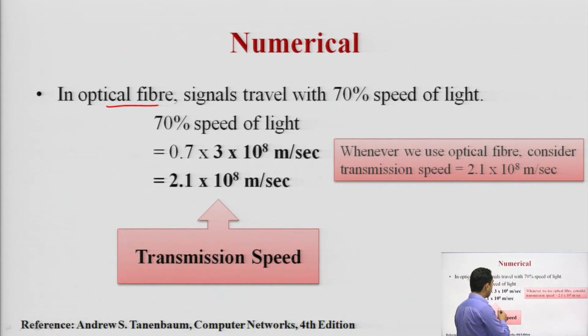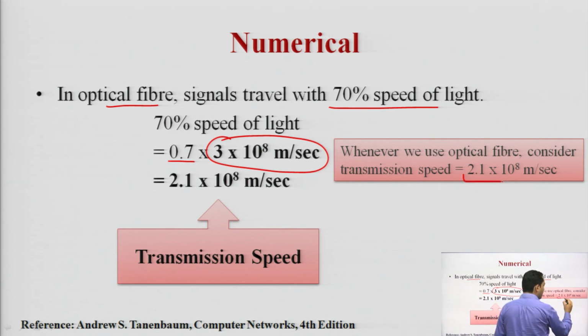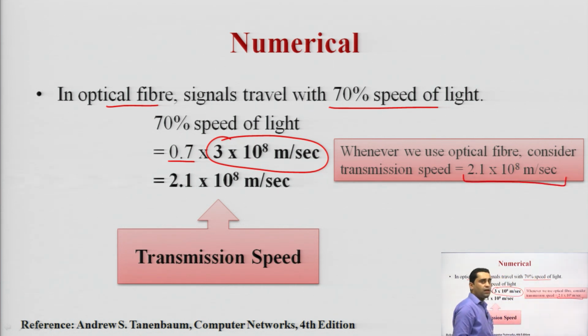If we say that the optical fiber signal travels at 70% of the speed of light, we know the speed of light, and we are taking 70% of it. So, we can take the value 2.1 into 10 raised to the power 8 meters per second. This is the speed of the optical fiber if we are taking this as a communication link. This is a good example to understand what exactly the transmission speed is. With the help of this, you can solve multiple questions. There are so many questions given in the back exercise of this book.